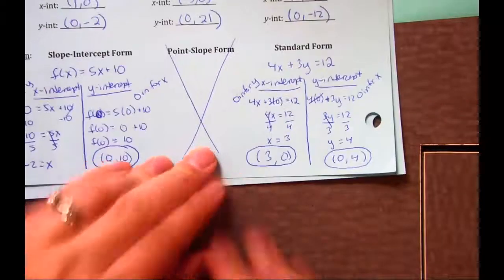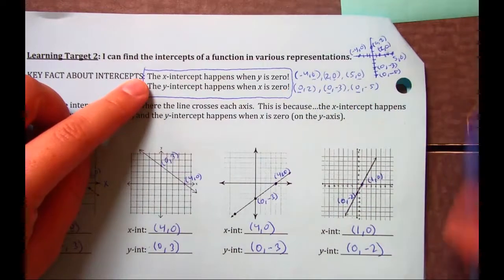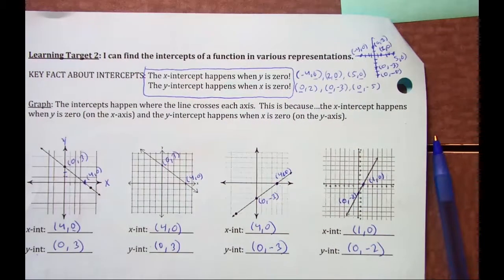So the key thing about the intercepts is just to remember that each intercept happens when the opposite letter is 0. And if you can remember that, you can find the intercepts to any function.